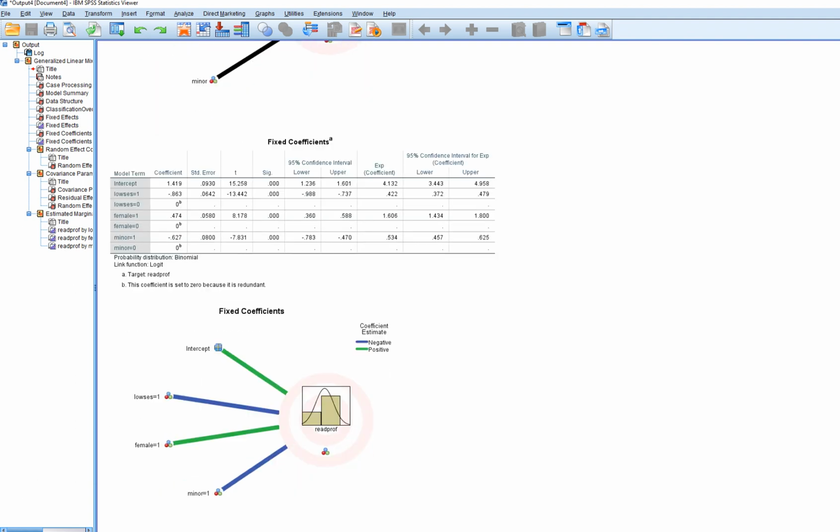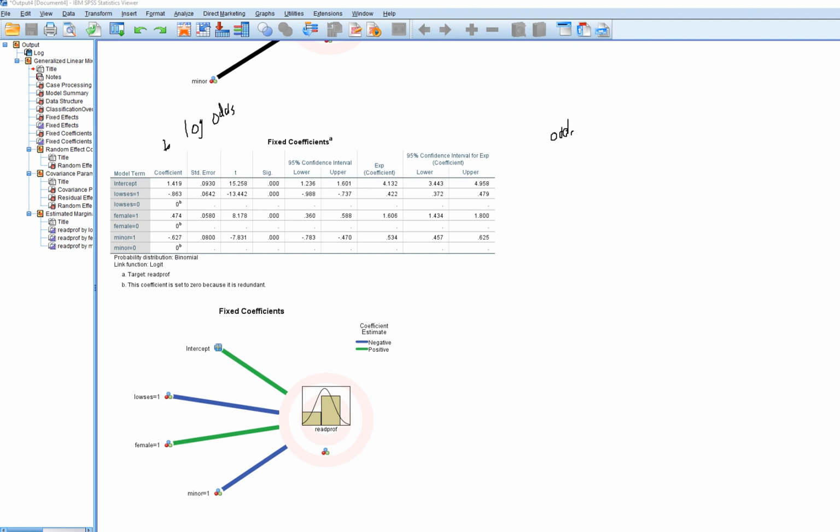When we scroll down and look at the fixed coefficients table, we have the regression coefficients right here, and we are interpreting these in terms of log odds. The actual metric is not in the form of probabilities or likelihood of falling into the target group, which is the reading proficient group, as opposed to the non-target group. Rather, it's the log odds associated with target group membership. To get at that notion, we have to operate through the vehicle of odds.